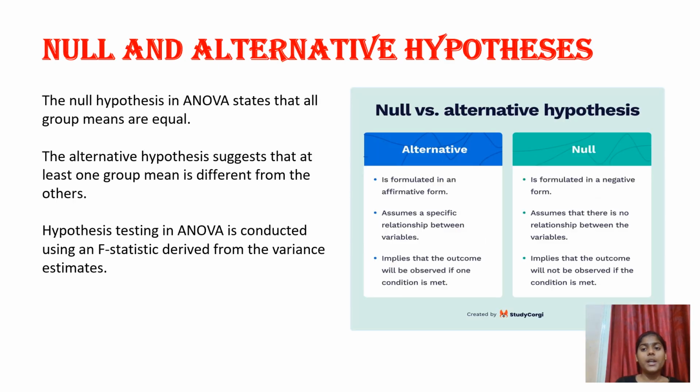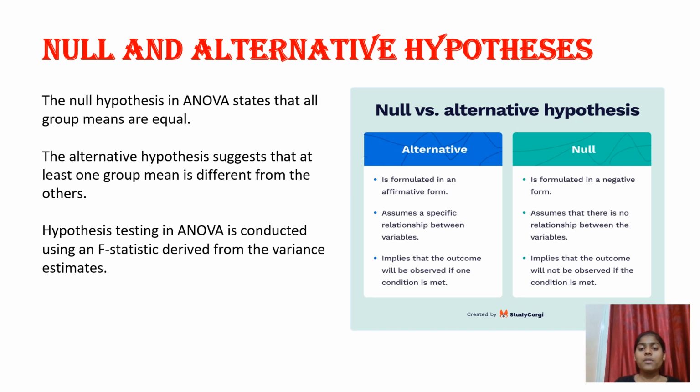Null and alternative hypothesis. The null hypothesis in ANOVA states that all group means are equal. The alternative hypothesis suggests that at least one group mean is different from the others. Hypothesis testing in ANOVA is conducted using an F-statistic derived from the variance estimation.